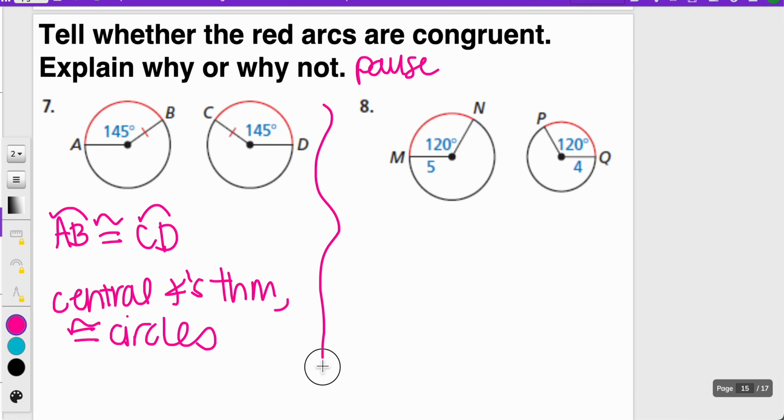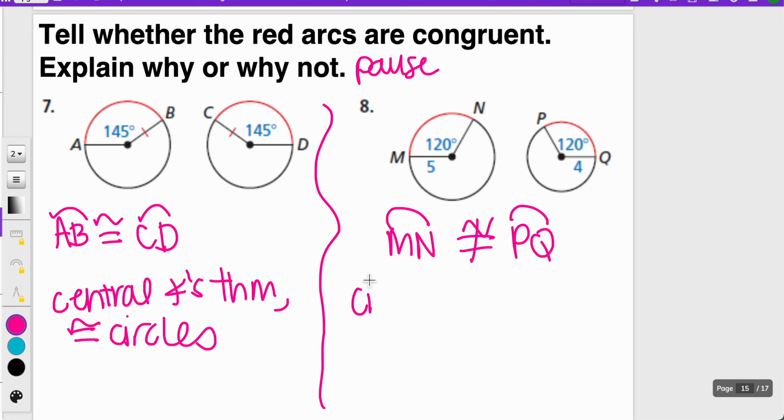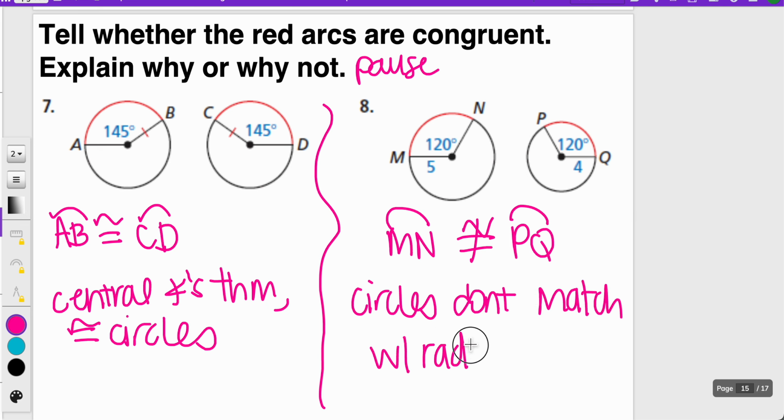Okay, and then over here for arc MN, it is not congruent to arc PQ because the circles don't match with radius.